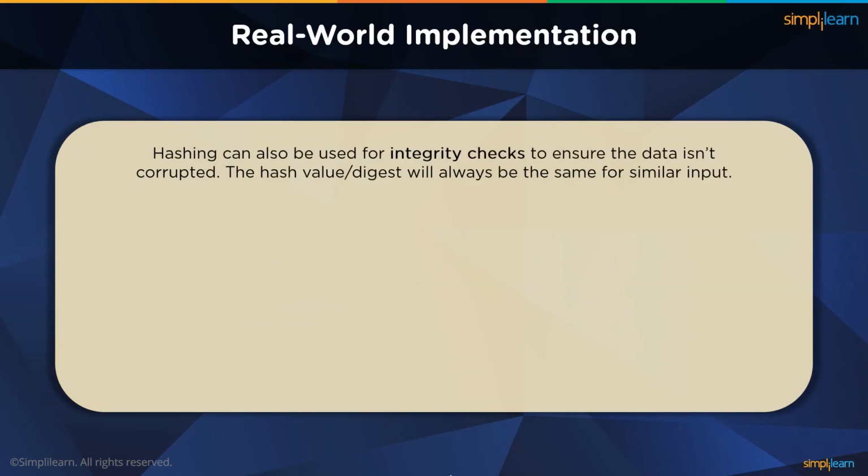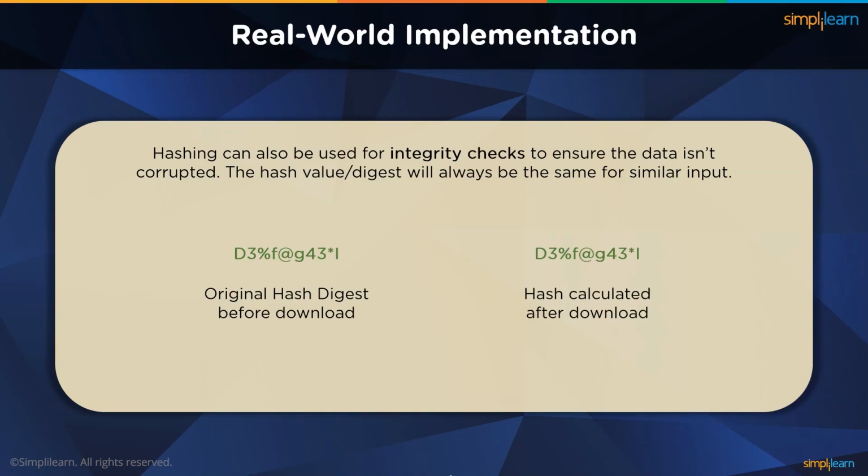Apart from password storage, hashing can also be used to perform integrity checks. When a file is uploaded on the internet, the file's hash value is generated and uploaded along with the original information. When a new user downloads the file, they can calculate the digest of the downloaded file using the same hash function. When the hash values are compared, if they match, then file integrity has been maintained and there has been no data corruption.